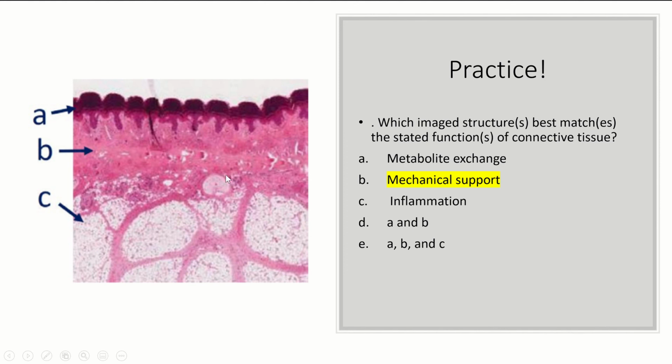And just so you guys know, this area B right here would be where you would see metabolite exchange and inflammation. So all of these functions of connective tissue would be found in B.